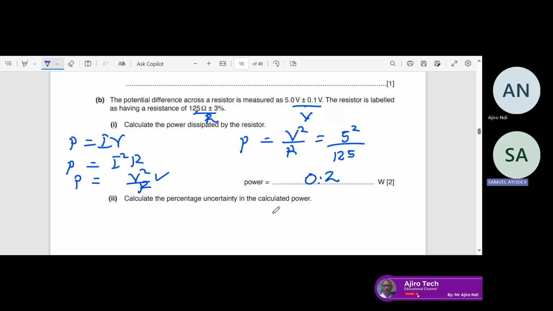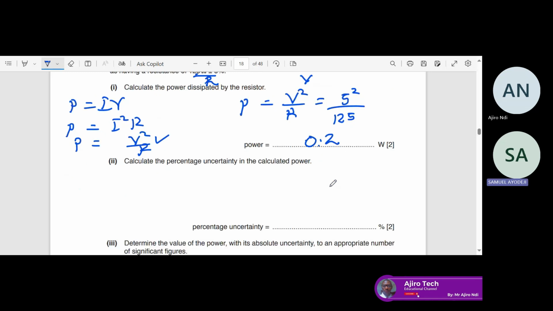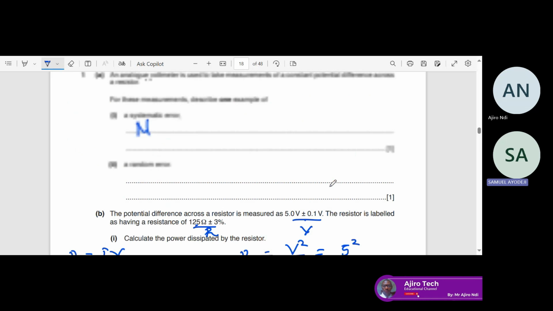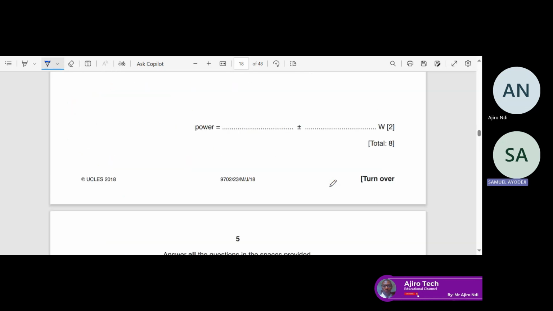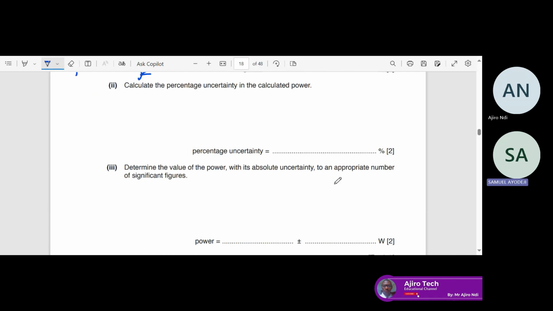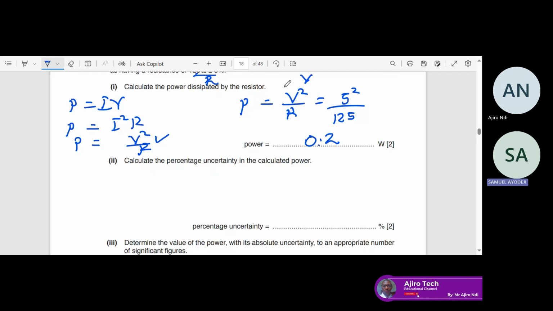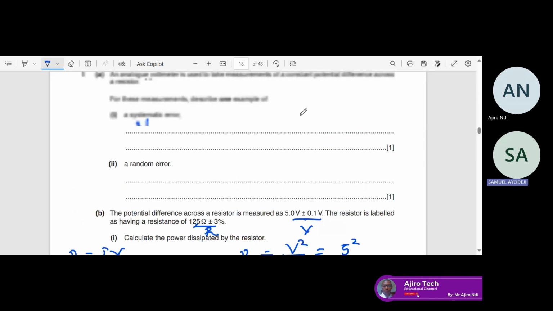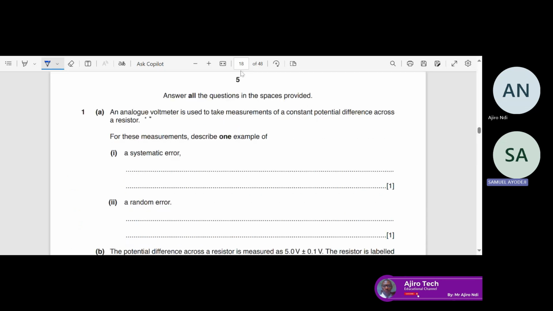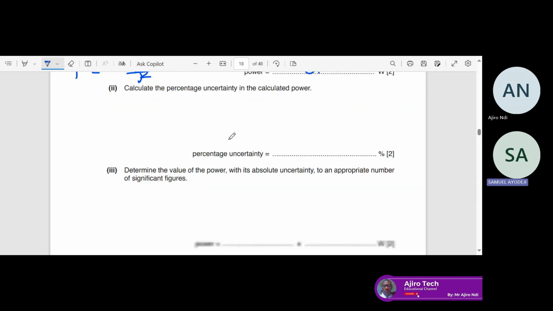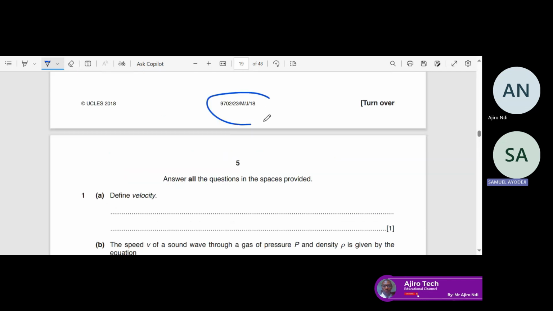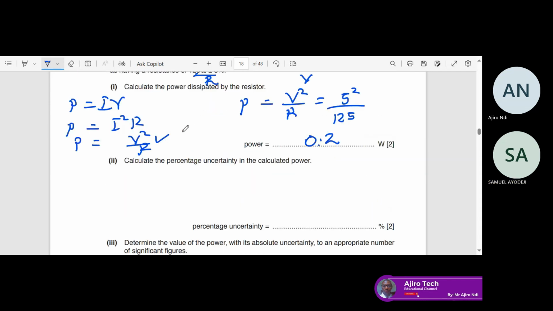Now calculate the percentage uncertainty in power. Hope you are noting this, because it's the same person. If you want to work on this question, you can be taking note of the page, maybe where the question starts. This one is starting from page 18. You can take note of the page, maybe question page 18, so this is the solution to that. Or you can write down the question number. Okay, you have been taking note.